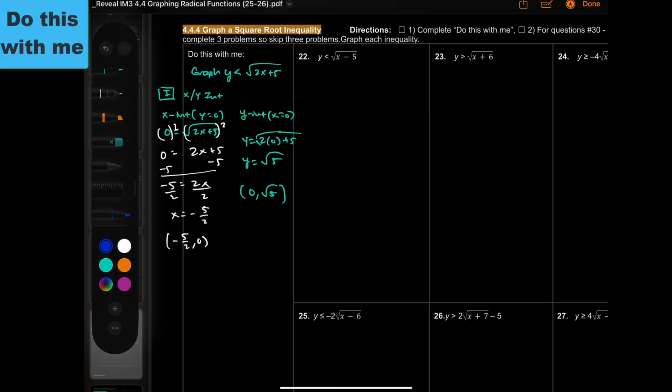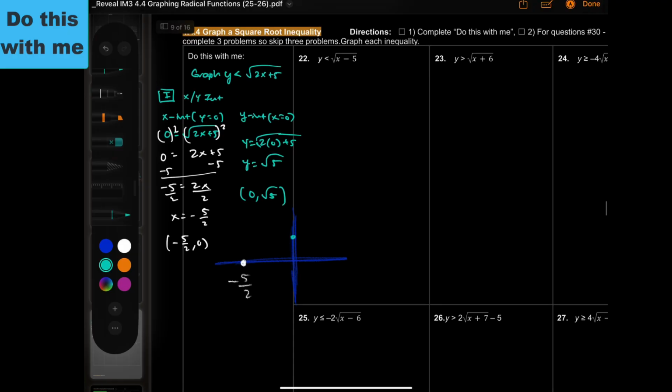Let's make a quick sketch of this graph. The x-intercept is negative 2.5, and the square root of 5 is like, I don't know, more than 2. So your graph is going to look something like this. Now this one means dashed, which means that anything on here is not a solution. So go through this one now.